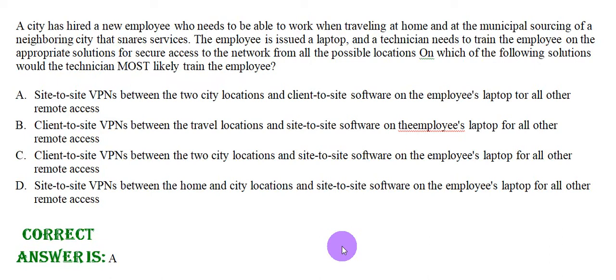Option A, site-to-site VPNs between the two city locations and client-to-site software on the employee's laptop for all other remote access. Option B, client-to-site VPNs between the travel locations and site-to-site software on the employee's laptop for all other remote access. Option C, client-to-site VPNs between the two city locations and site-to-site software on the employee's laptop for all other remote access. Option D, site-to-site VPNs between the home and city locations and site-to-site software on the employee's laptop for all other remote access. The correct answer is option A.